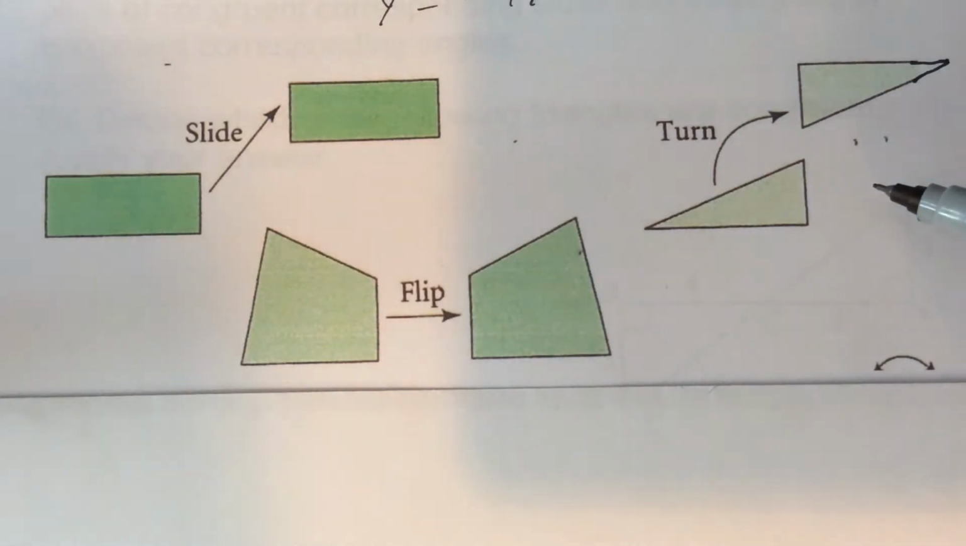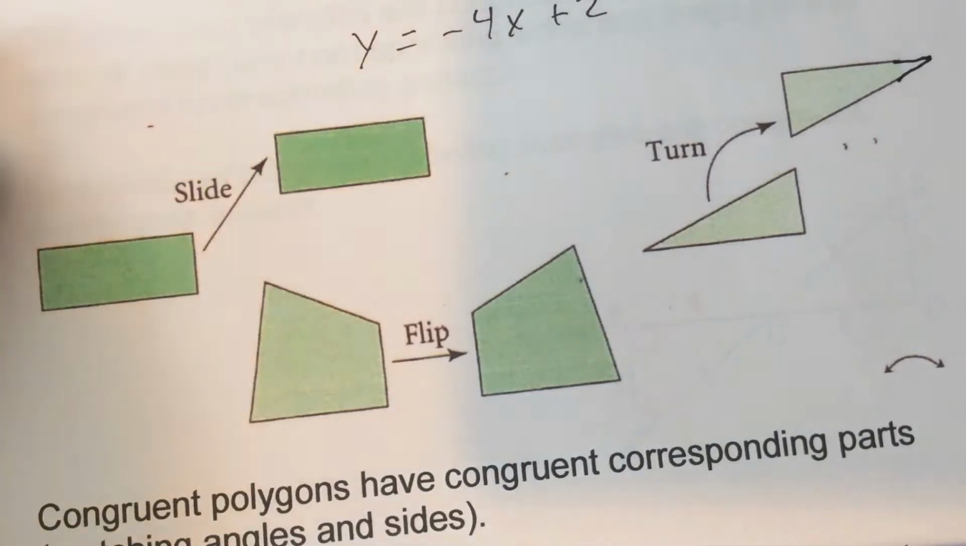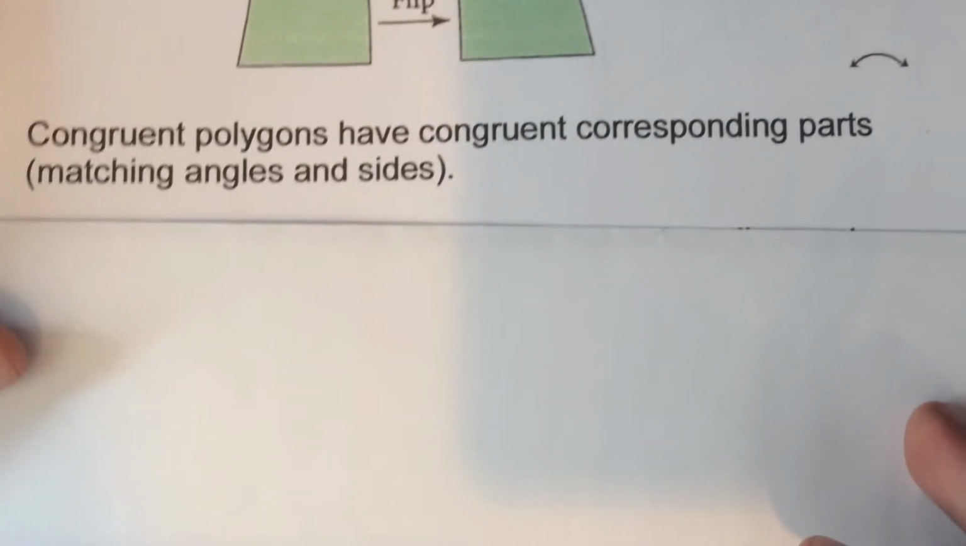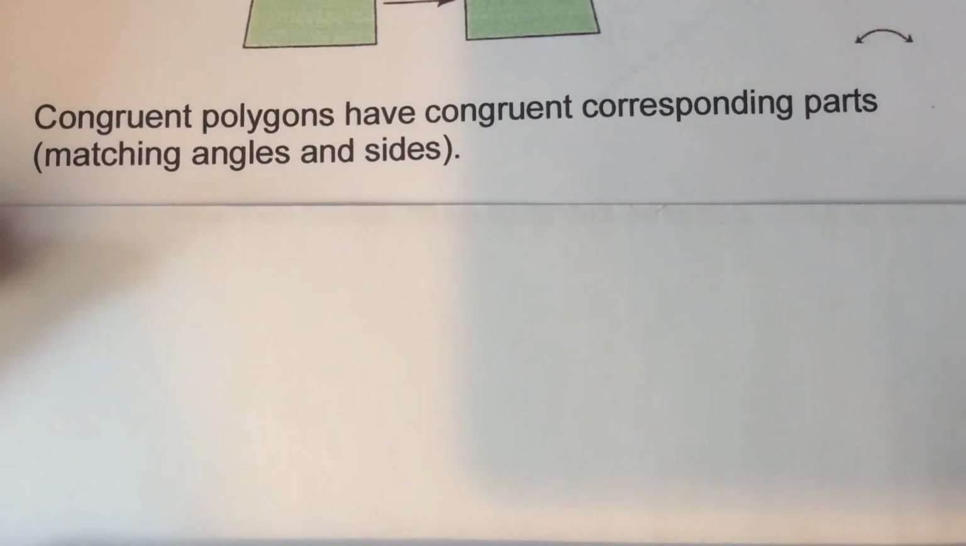So if you notice here, we haven't changed the size of it. We also haven't changed the shape of it. And that's going to be the main thing. When we're congruent figures, the sizes have to be the same, the shape has to be the same. So with those though, we can say congruent polygons then, if we know the two shapes are the same, they're going to have congruent corresponding parts. So think the sides that match up would be congruent, and the angles that would match up would be congruent.